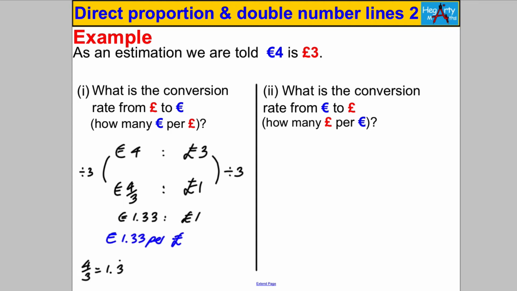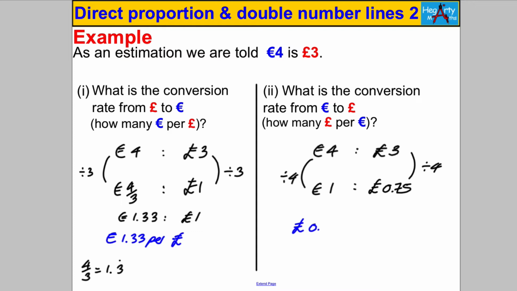Alright, next one is the other way around. You want the conversion rate and you want pounds per euro. How many pounds do you get for each euro? So always start off and say that we've got €4 is equal to £3. This time you want the euro number to be €1, so you're dividing by 4, so you divide the other side by 4 as well, and you get yourself 3 divided by 4 is 3/4 or 0.75. So stating that, therefore you could say that the rate is 0.75 per euro, and we're done.